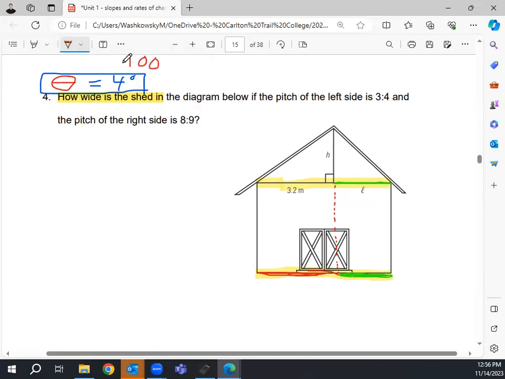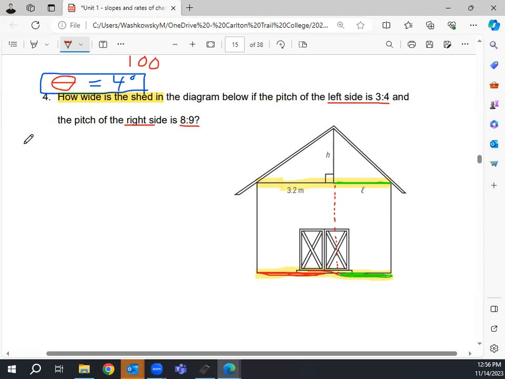So first off, let's talk about this stuff here. The pitch of the left side is 3 to 4, and the pitch of the right side is 8 to 9. Remember, that's rise and run. So why don't we just try solving that? Maybe we can do it without Pythagoras, because we know this measurement right here, this 3.2. So I bet we could figure this out.